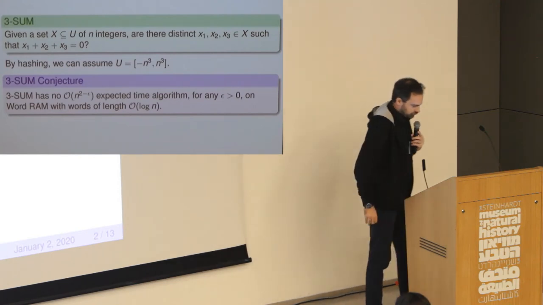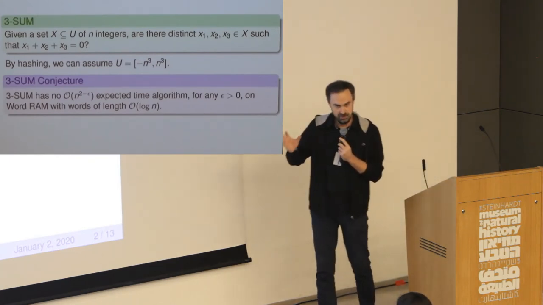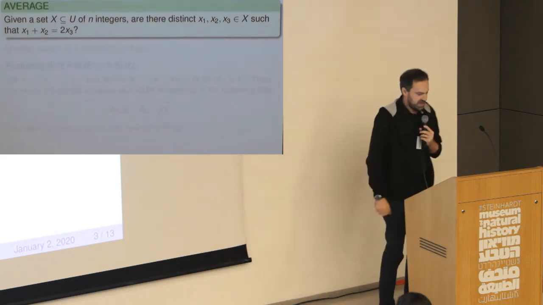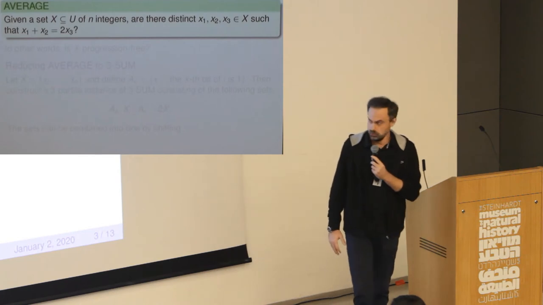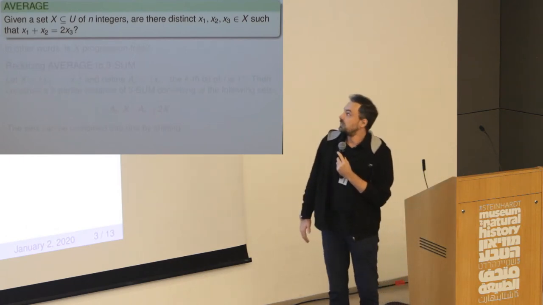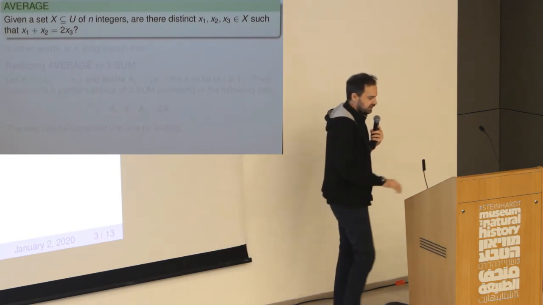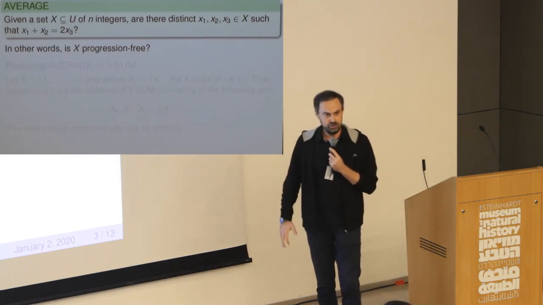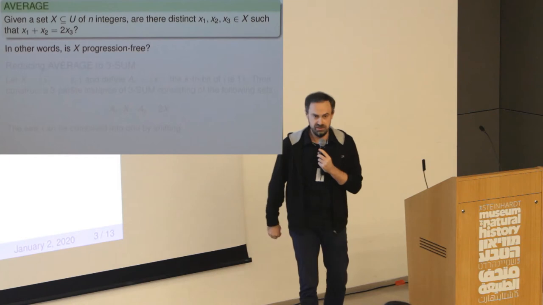So we have this conjecture. But actually, I would like to show you a different problem that looks a little bit like 3SUM, and we'll try to figure out whether it's equivalent to 3SUM or not. I will call it Average. So now you still have a single set X of integers from some universe U, but now the question is whether there exist three distinct elements of this set, x1, x2, x3, such that the third number is the average of the first two numbers. You're given this set, and you should check whether there is a non-trivial progression in this set. We have seen in the first talk today progression-free sets. So now you give me such a set, and I should verify whether it's really progression-free. So this is the Average problem.